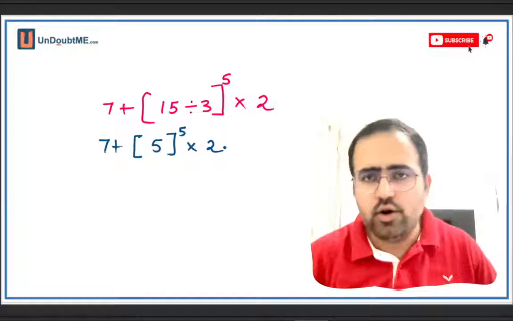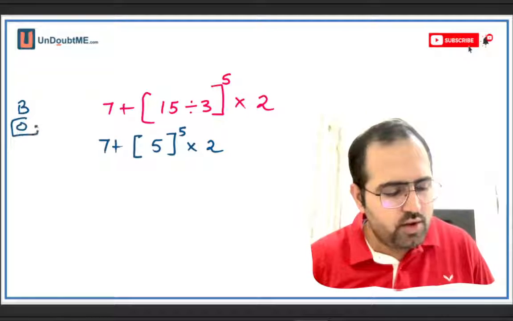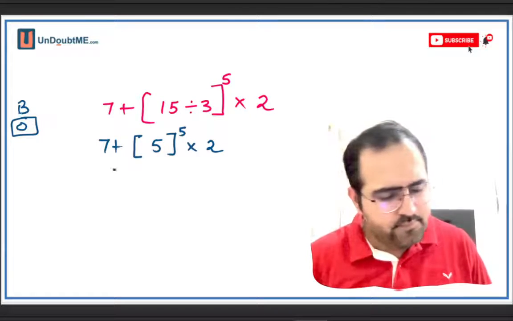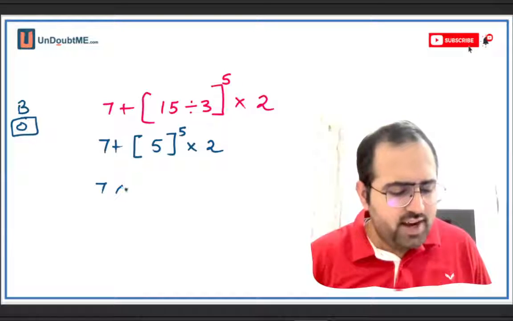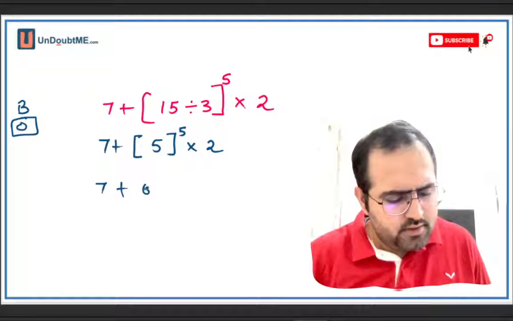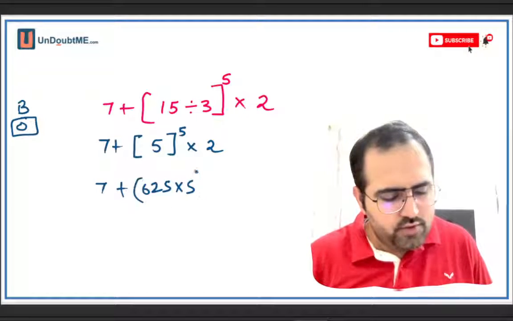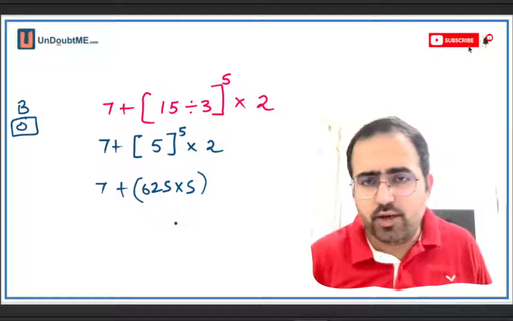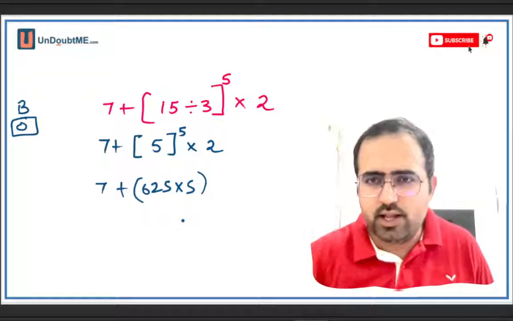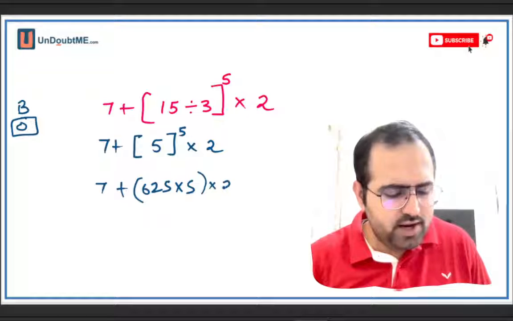After the bracket is done, we go to the next letter, which is O. O means order or index. So in Bodmas we are at O now, which means we have to solve that order. So it is 5 to the power 5. When you solve 5 to the power 5, it will be 625 times 5. When you solve it further, it comes out to be 3125. You can use your calculator to solve that, and that will be multiplied by 2.